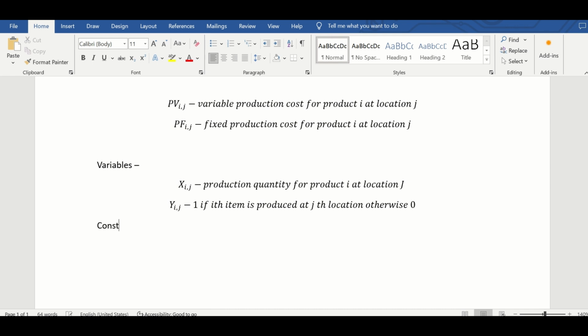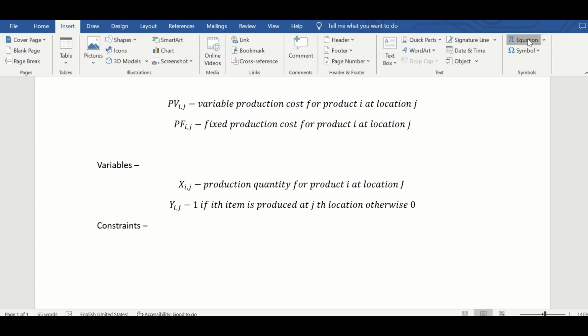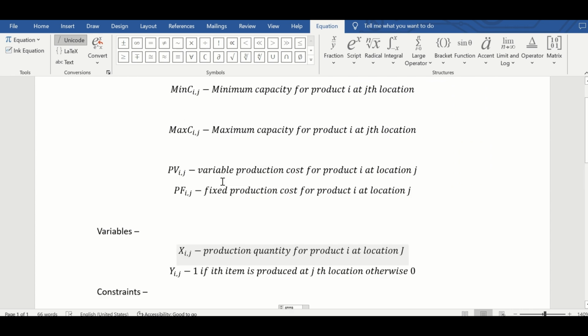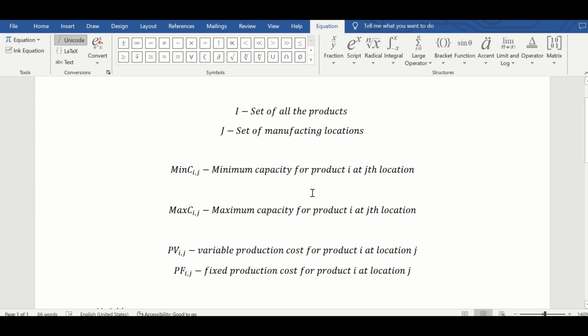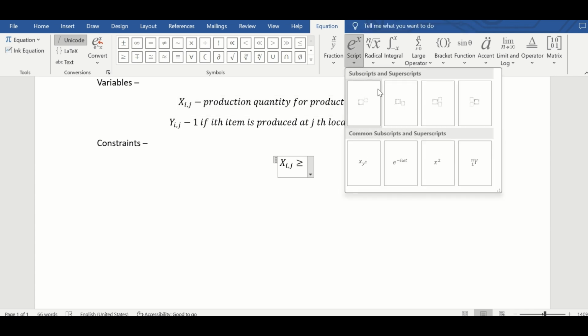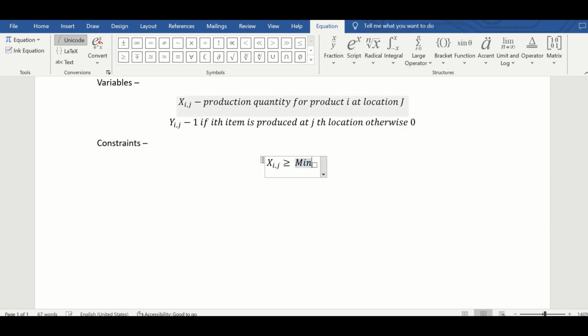So let's write the constraint first. The first constraint for us is the minimum capacity constraint. So how to write that? The minimum capacity constraint says the total production quantity for item I at jth location should be greater than the min C, which is the minimum capacity for product I. So the production quantity variable is x I comma j. This should be greater than or equal to the minimum production capacity, which is the min C. Again, this is at the I comma j location.